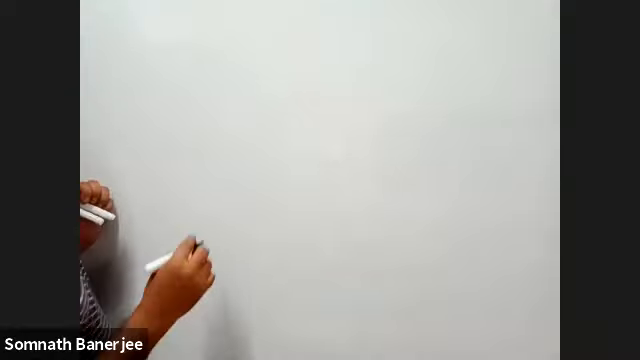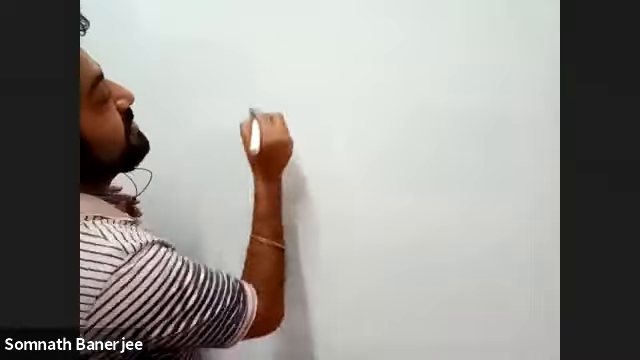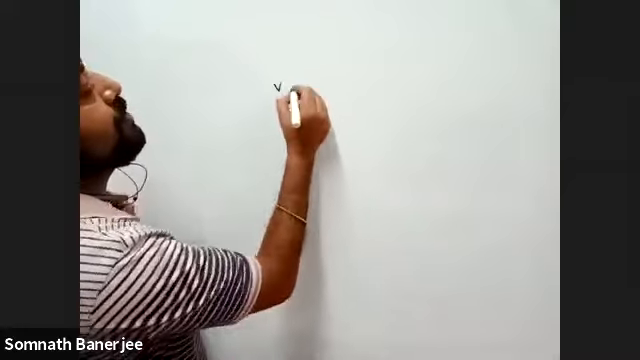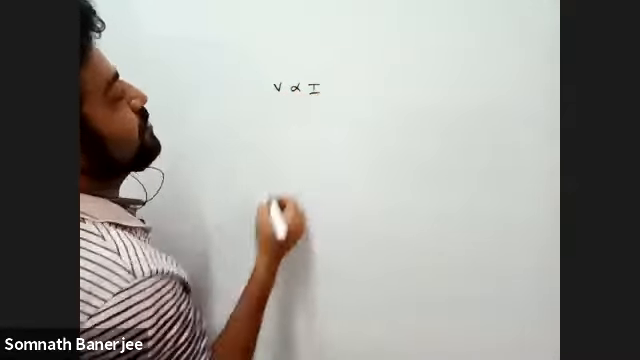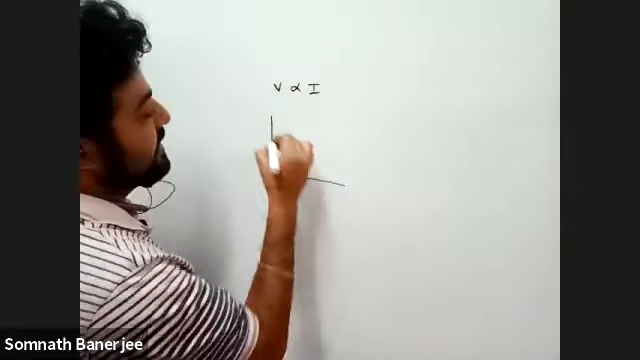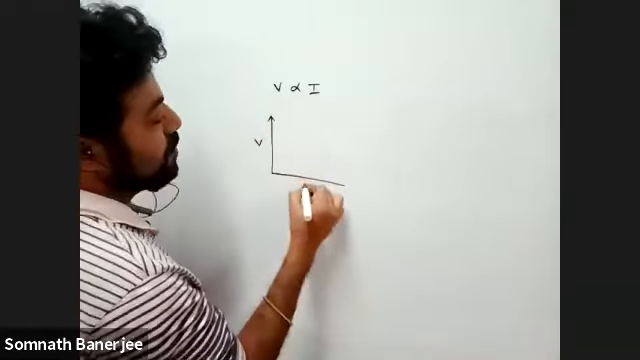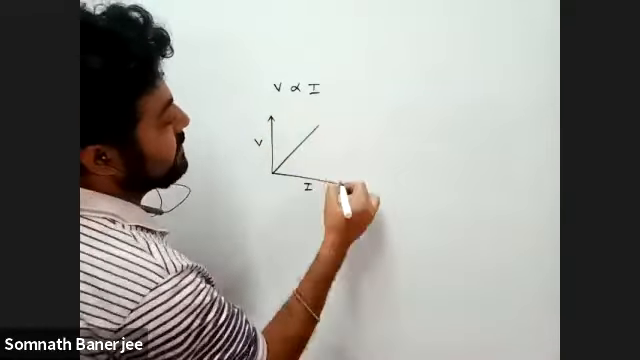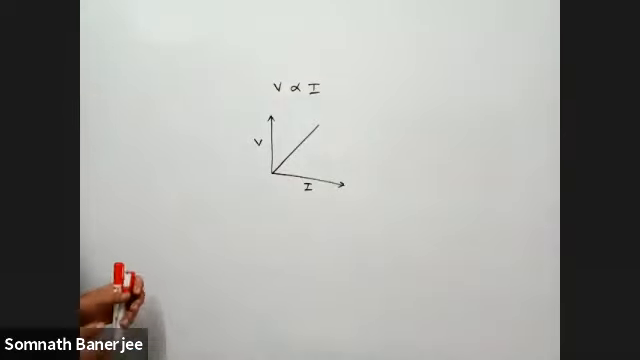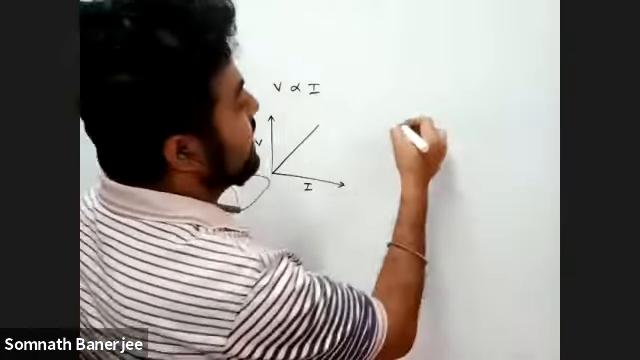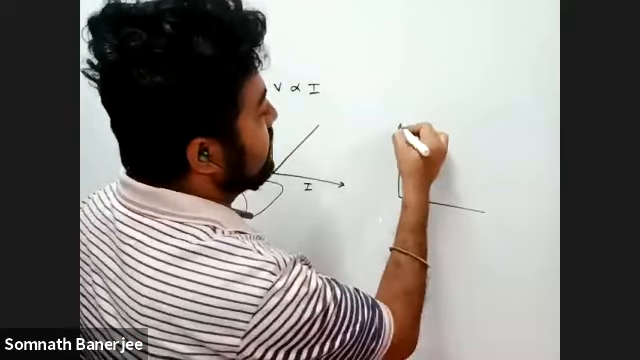So today we start from what do you mean by ohmic material and what do you mean by non-ohmic material. See, ohmic material means from Ohm's law we know V is directly proportional to I. So if any material follows this rule, V is directly proportional to I, these are called ohmic conductors or ohmic material.